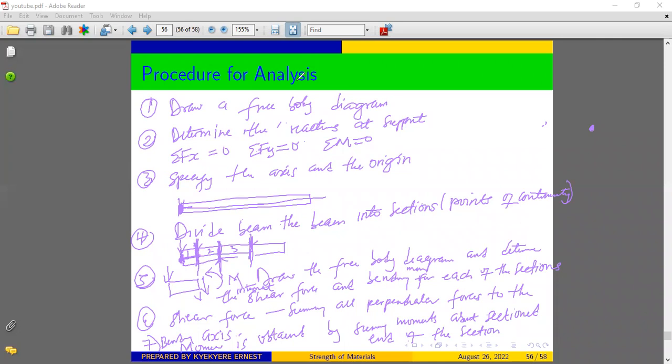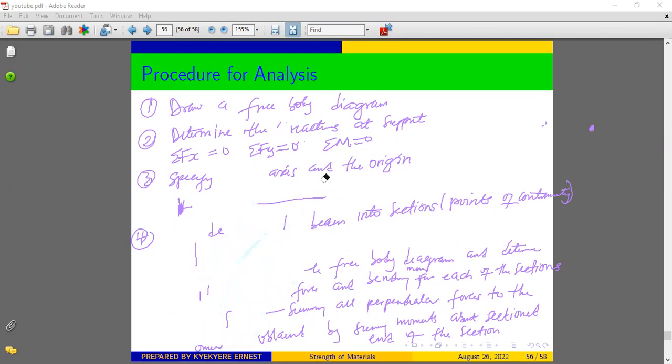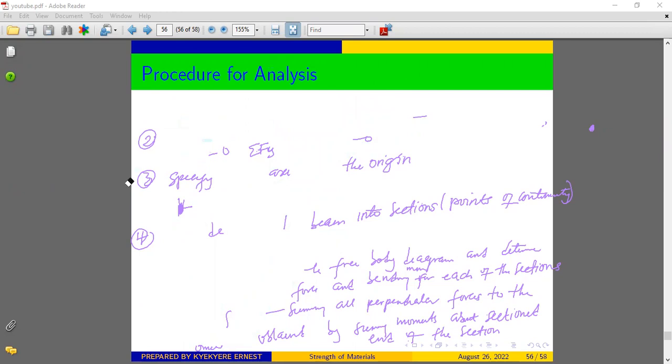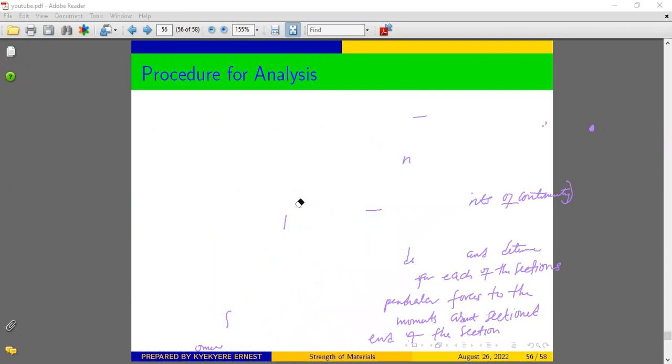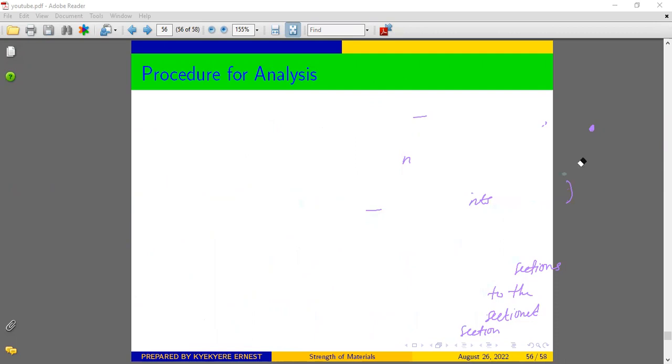Now you have determined your shear force and your bending moment. What are you going to do next in your analysis? So let's see how to go about that. Now that you have determined your shear force and your bending moment, you are now going to draw your diagram. So how do you draw your diagram?